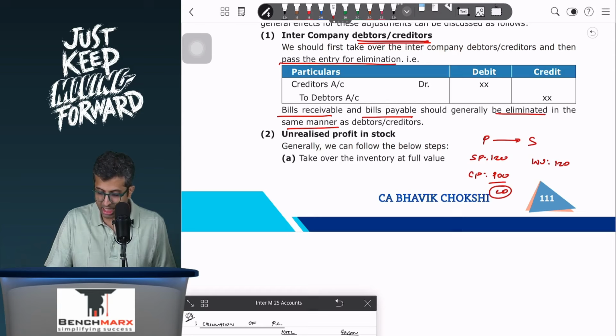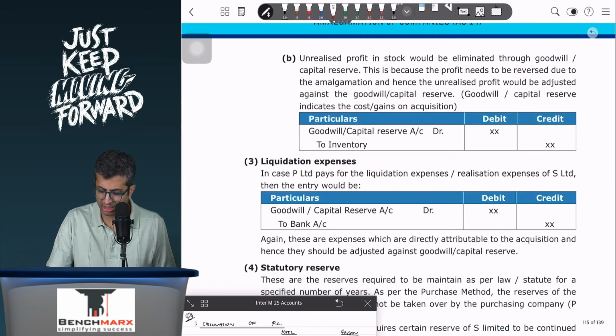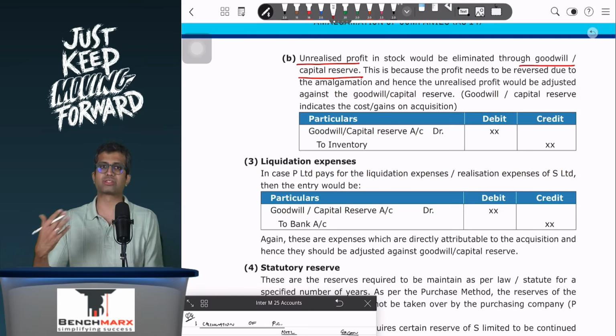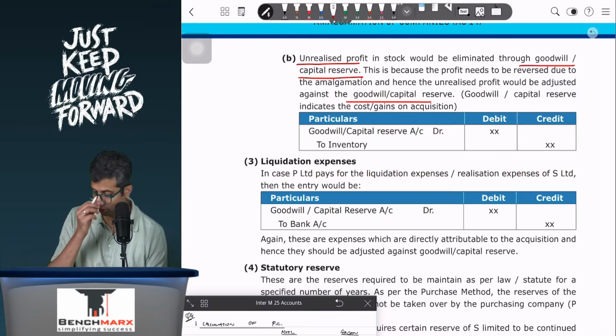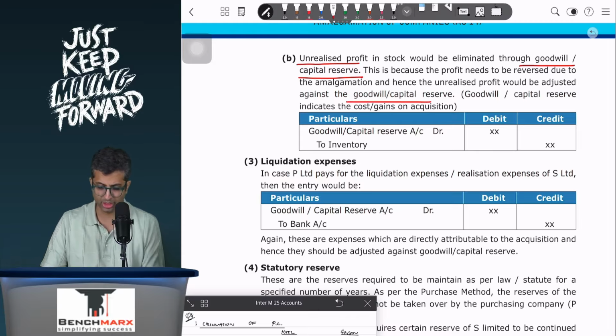So take over the inventory at full value, that is 120, and then the unrealized profit on stock would be eliminated either through goodwill or capital reserve. This is because the profit needs to be reversed due to amalgamation. The cost of amalgamation is goodwill, or the gain on amalgamation is the capital reserve. Hence the unrealized profit would be adjusted against goodwill or capital reserve, not against the P&L. This is the cost or gain on acquisition.